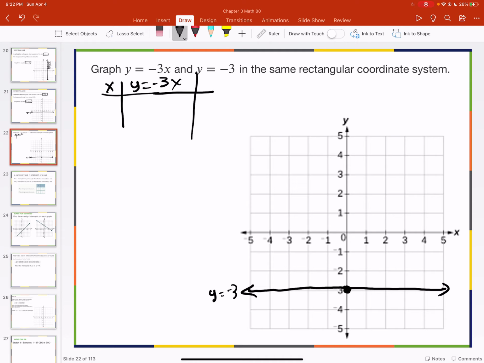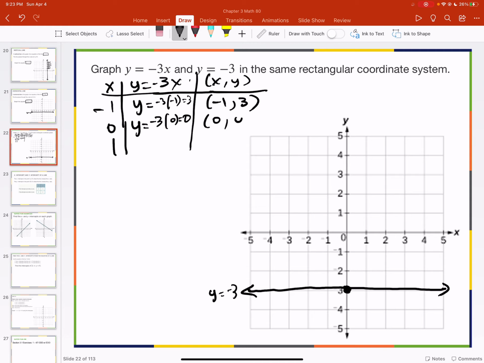I'm going to pick negative 1, 0, 1. So the y value will be negative 3 times negative 1, which is positive 3. So the point itself will be (-1, 3). What about 0? If I plug in 0 for x, I get y is equal to negative 3 times 0, which is just 0. So you get the origin point. And then if x is equal to 1, y is equal to negative 3 times 1. So that's going to be (1, -3). And there it is. So we have these 3 different points.